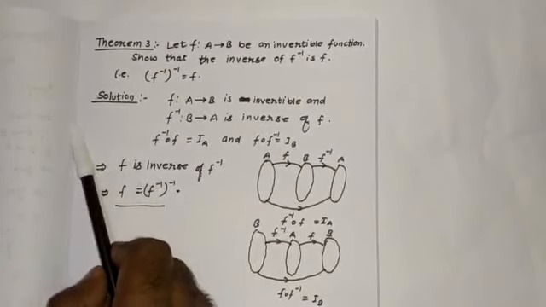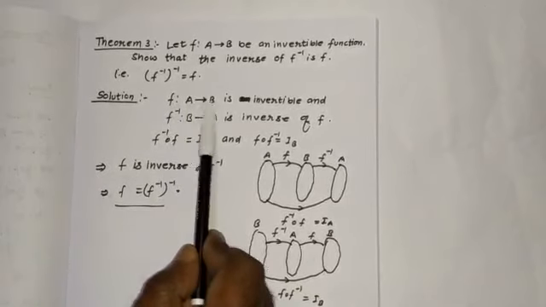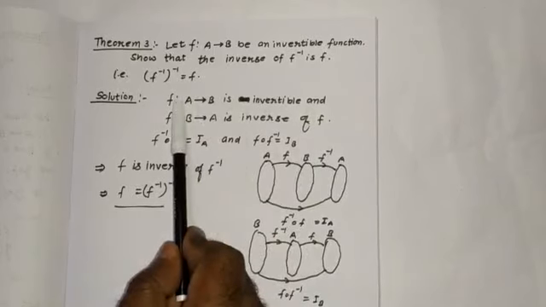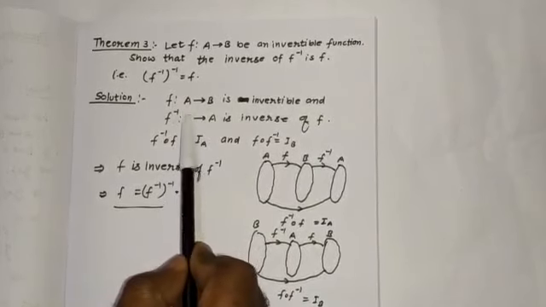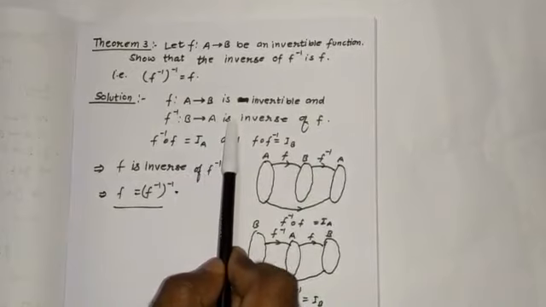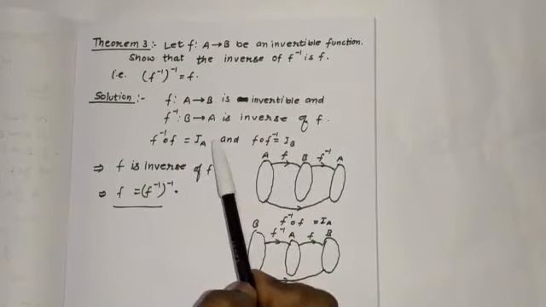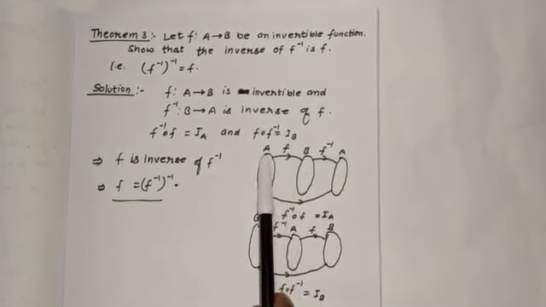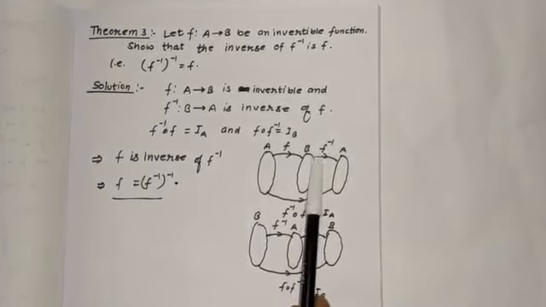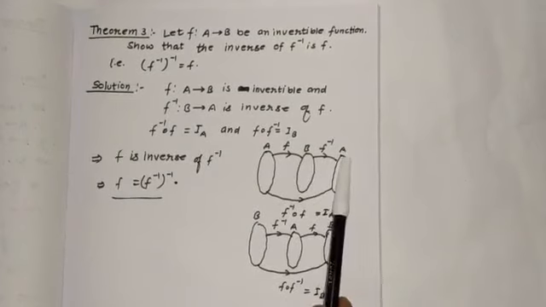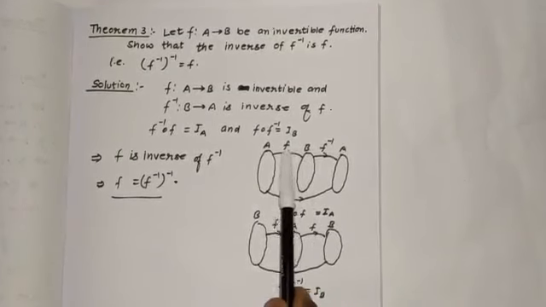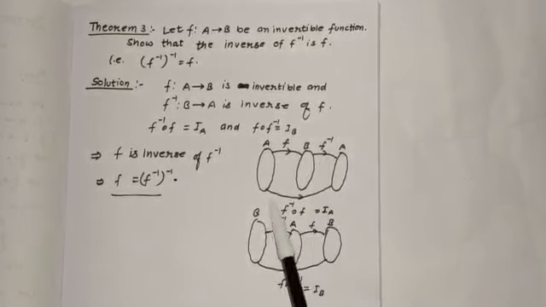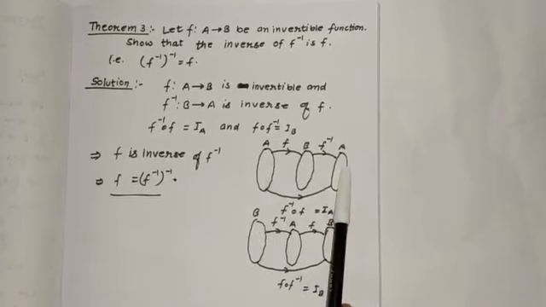Now say f maps from A to B. This is an invertible function. Then its inverse exists, which maps from B to A. This is the inverse of the f function. Now see in this Venn diagram, f is a function which maps from A to B and its inverse maps from B to A. After composing these two functions, f and f inverse, you will get f inverse of f, which maps from A to A.